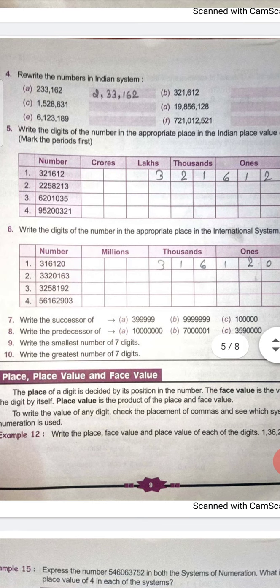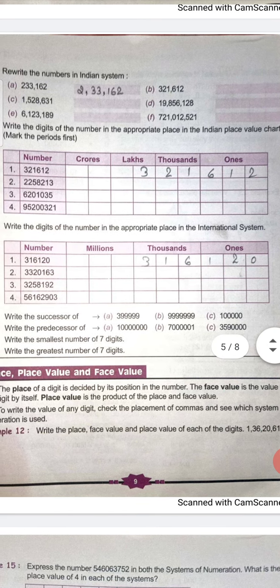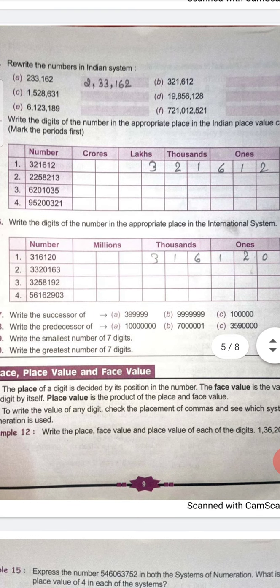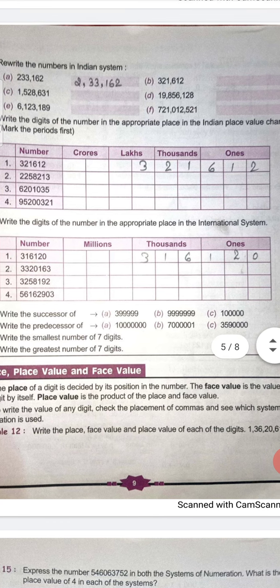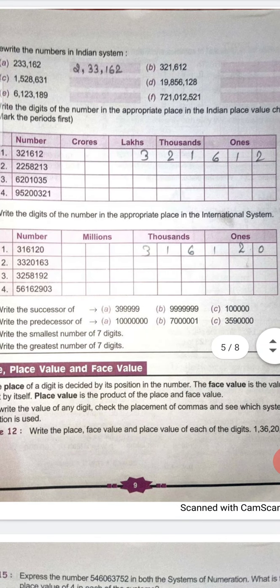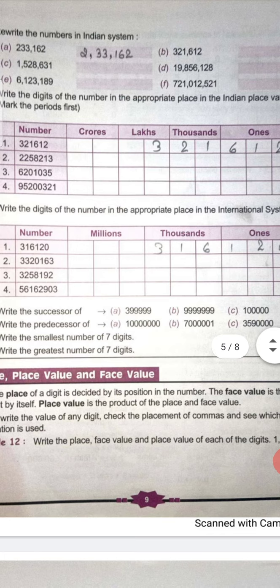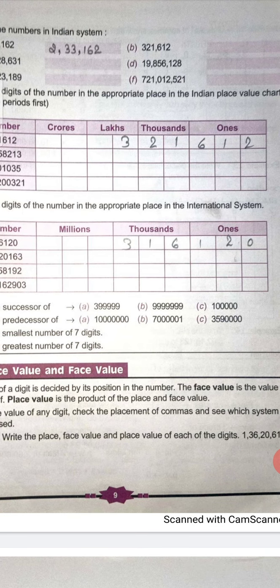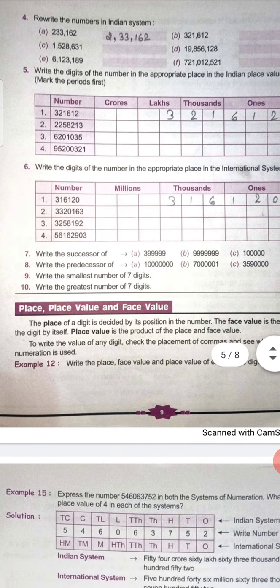Write the digits of the numbers in the appropriate place in the international system. In this question, question number 1, 316,120. We can see that here are ones, thousands, millions. It means this number is in the international system. Now read 316,120. Then we write 0, 2, 1 in the ones period, 6, 1, 3 in the thousands period. Now see question number 7.